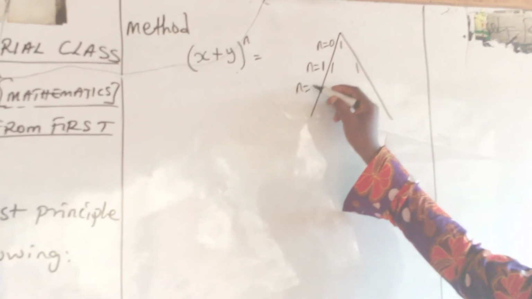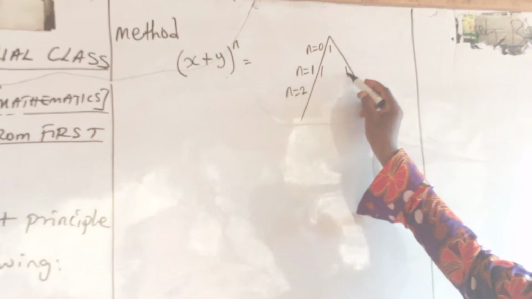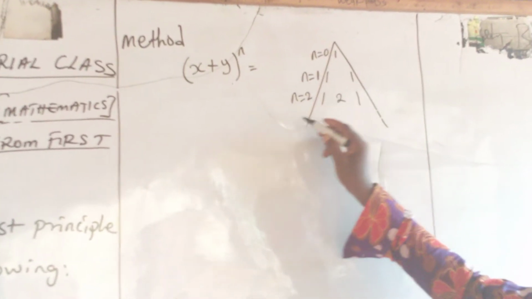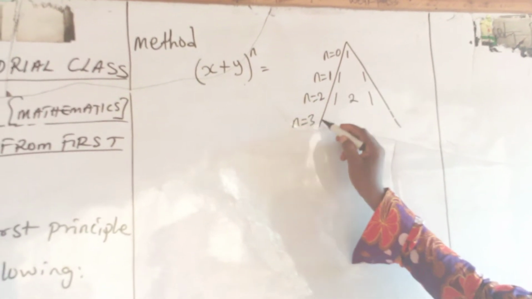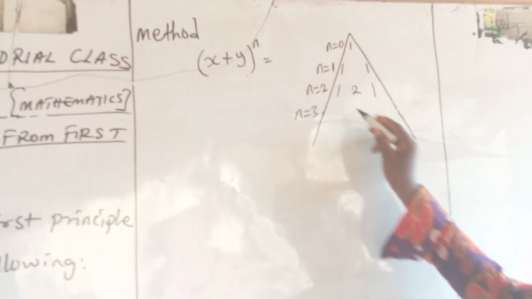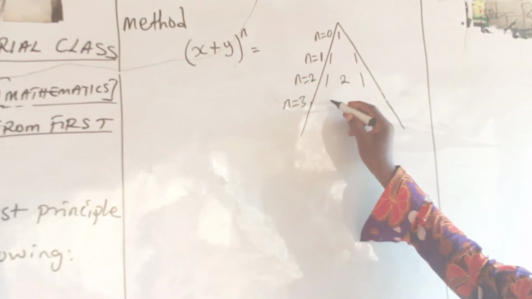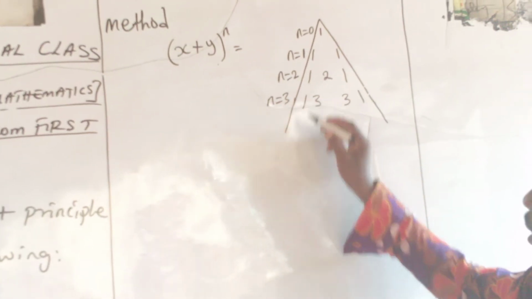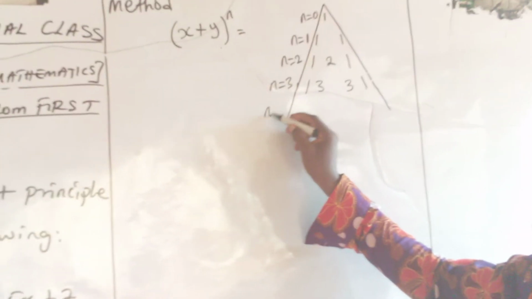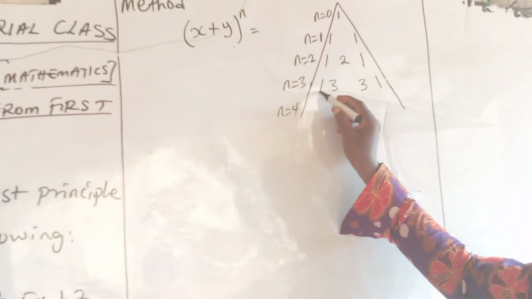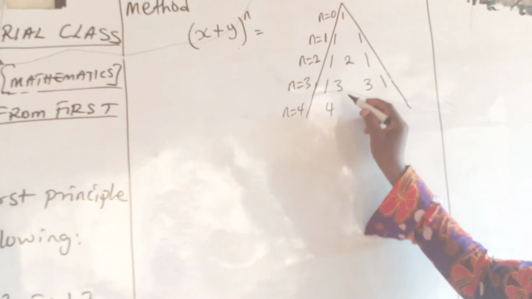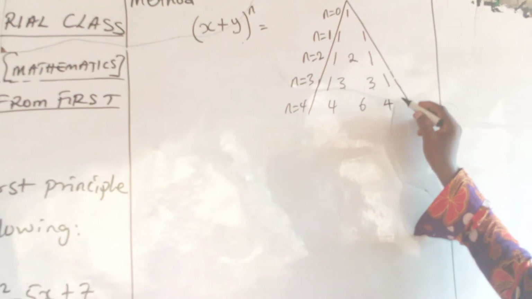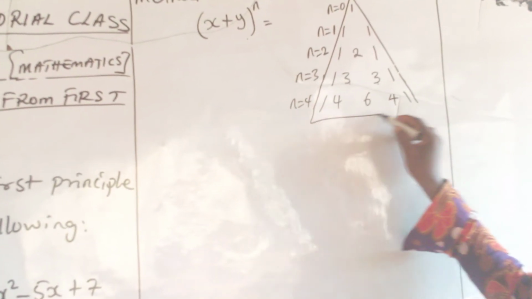When the power is 2, you will now say 1 plus 1, it will give you 2. Then 1, 1. When the power is 3, we have 1 plus 2 is 3. 2 plus 1, 3. 1, 1. When the power is 4, we write 1 plus 3 is what? 4. 3 plus 3 is what? 6. 3 plus 1 is what? 4. 1, 1. Just like that.